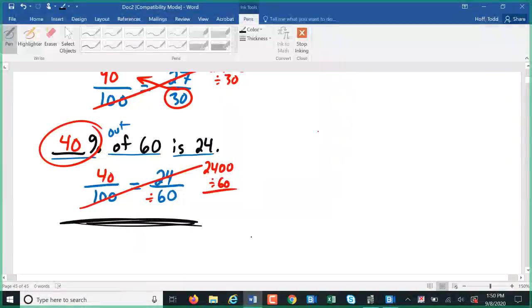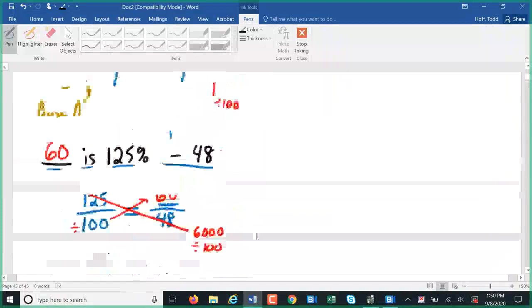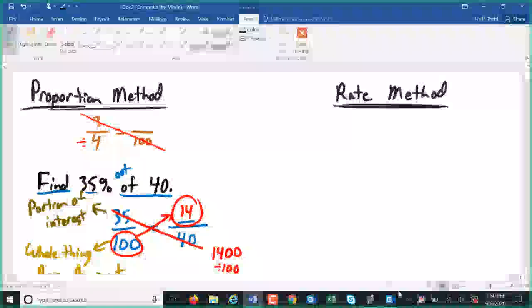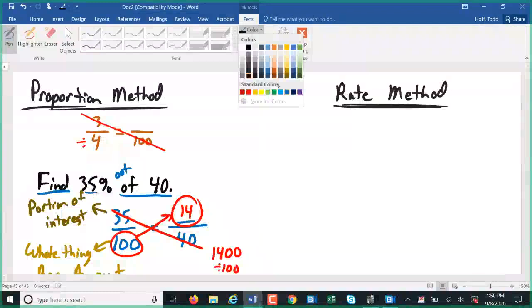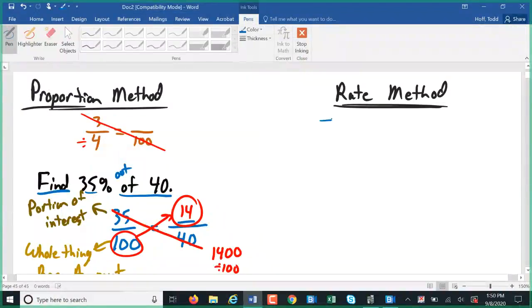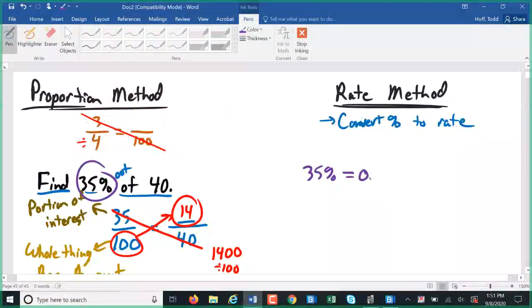Let's take a look at the rate method. The rate method, of course, involves always the base step. We're going to convert the percent to a rate. And then we'll go from there. So for the first one here, our percent is 35. That's 35%. As a rate, that's the decimal 0.35.